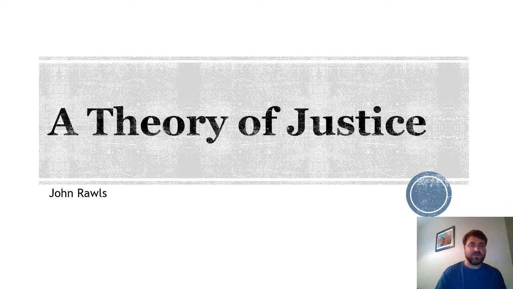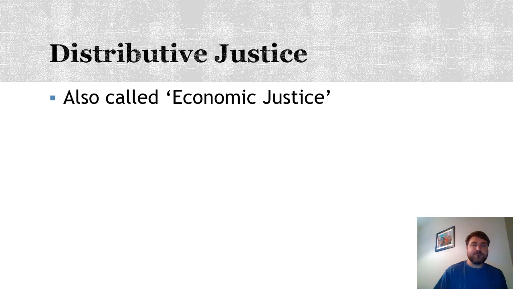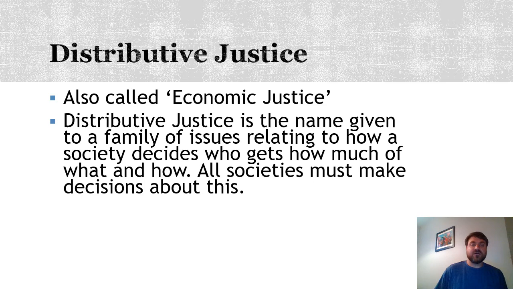All right, so what we're going to be talking about here, starting with Rawls and continuing on through the rest of this unit, is a concept known as distributive justice, right? We've been talking about political or governmental justice, that is the kind of justice that addresses questions about what a government ought to be like, why have one to begin with, those sorts of things. Distributive justice is also called economic justice, and it's the name that we give to a family of issues relating to how a society decides who gets how much of what and how they get it. Okay. And so every society has to make decisions about this.